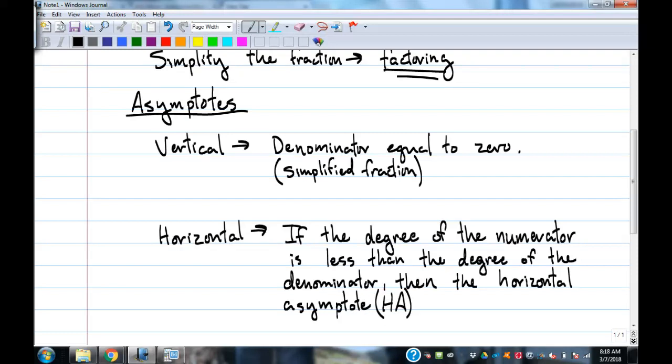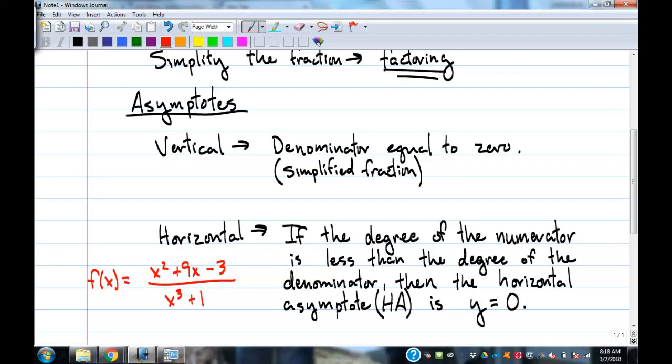That horizontal asymptote, if the degree of the top, the numerator, is less than the degree of the denominator, then our horizontal asymptote is going to be y equals 0. Y equals 0 is a horizontal line. It's right on top of the x-axis. An example of a problem that has that property would be something like x squared plus 9x minus 3 over x cubed plus 1.